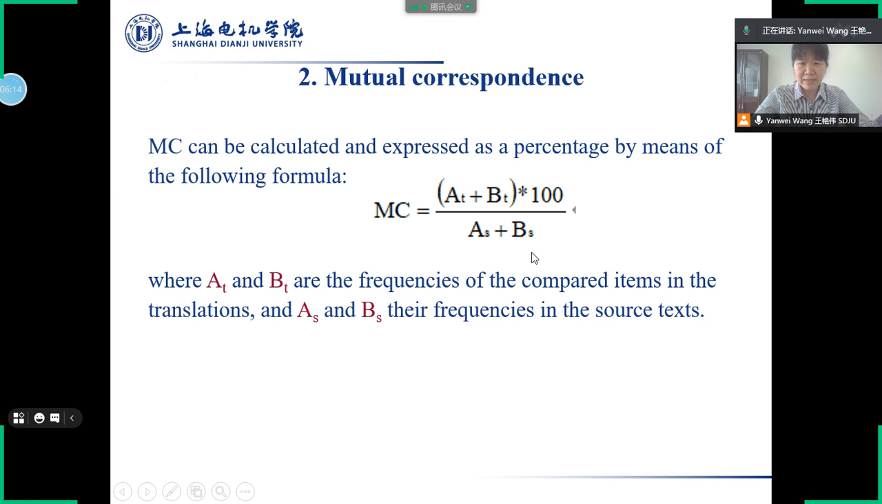MC can be calculated and expressed as a percentage by means of the following formula, where AT and BT are the frequencies of the compared items in the translations, and AS and BS their frequencies in the source texts. According to Teubert 1999, the MC value of two cross-linguistic items is a ratio between the number of mutual translations in a bidirectional translation corpus and the sum of their frequencies in the original texts, expressed as a percentage.